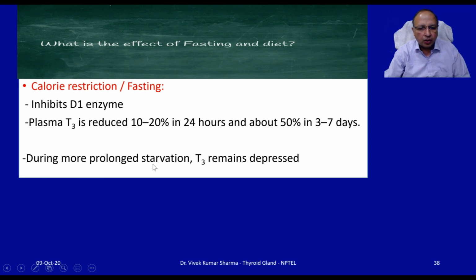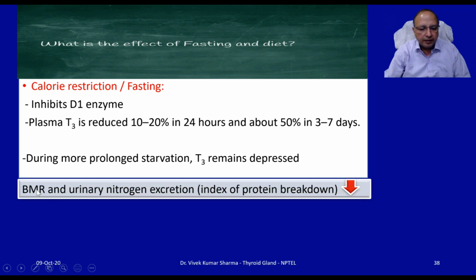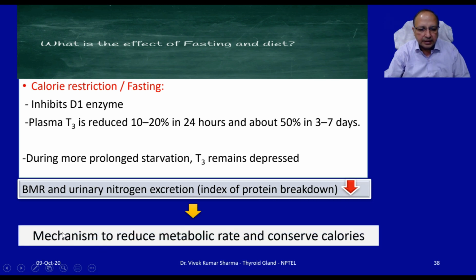During more prolonged starvation, T3 will remain depressed for a longer period of time. So when we take the basal metabolic rate and check the urinary nitrogen excretion, we find that BMR is also reduced, and urinary nitrogen excretion, which is an index of protein breakdown, is also reduced. So these are the mechanisms to reduce the metabolic rate and conserve calories.